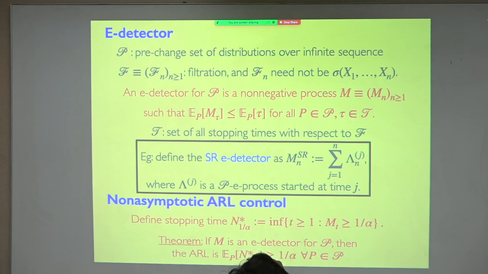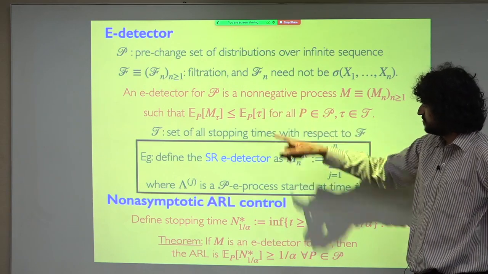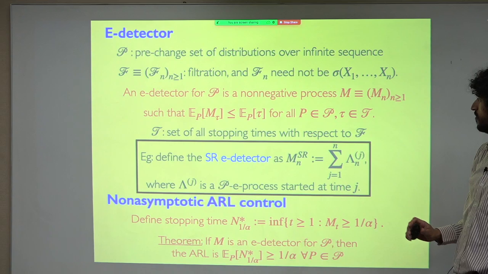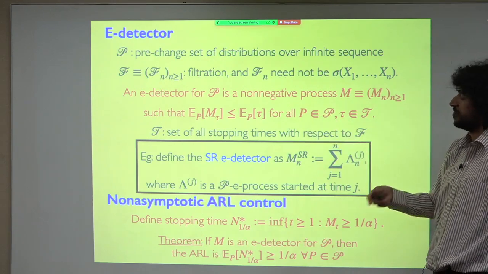I'm struggling to parse the definition of e-detector. Is the right way of thinking about it essentially summing all these things from 0 to n? Yes, exactly. Neither of these is obvious. The fact that this implies this is not obvious. It's a short proof, but it's not obvious. The fact that this satisfies this is also not obvious, but it's a short proof.